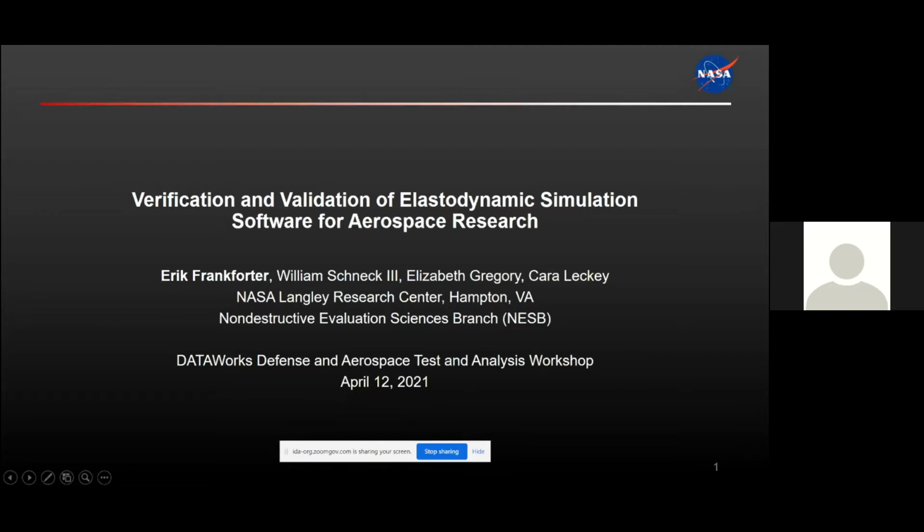So for today's talk, I'm going to start with a little bit of background on the needs of non-destructive evaluation and the needs of computational non-destructive evaluation for NASA applications, verification and validation needs with an inclination towards lower TRL research software, and then some of the verification practices that we have found helpful for high-performance computing software and validation approaches for elastodynamic simulation.